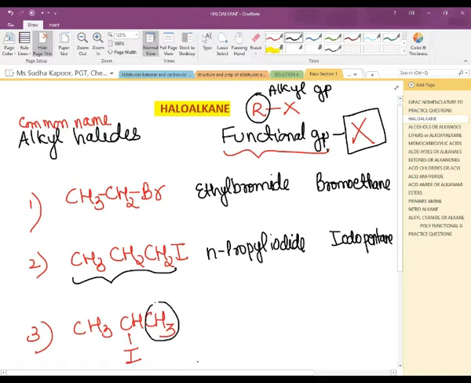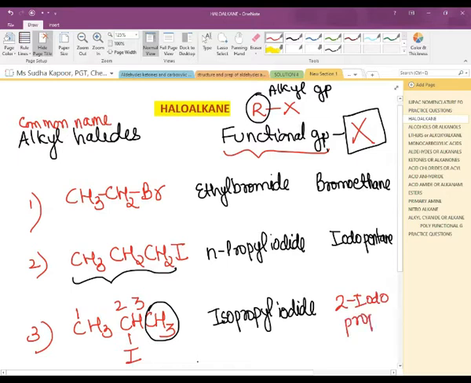Then comes the third one, CH3CHICH3, remembering that we have the second carbon with the methyl group, and it will be known as the iso part. So it is known as isopropyl iodide. But in the IUPAC system, the longest chain as well as the nearest number to the functional group is followed. So it becomes 1, 2, 3, that is 2-iodopropane. So this is the way to give the name to the haloalkanes.